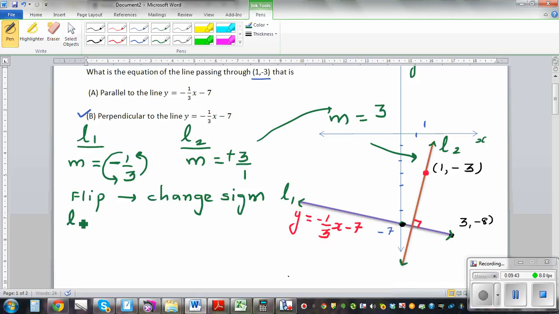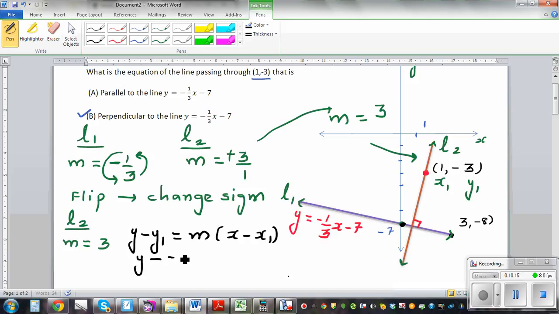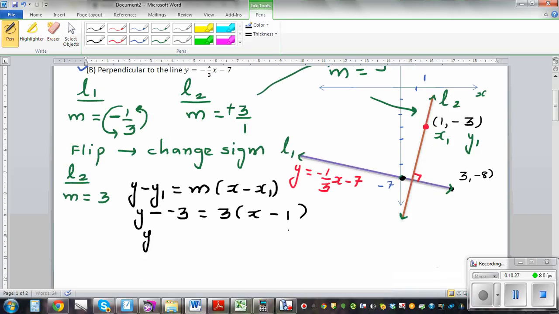So you got the gradient, so we're going to write the equation of L2. I can say m is 3, and this is your x1, and this is your y1. So the same process. Let me use a different color. y minus y1 is equal to m times x minus x1. You can pause this video and try to do this yourself. So y take away y1, where y1 is negative 3, is equal to 3 times x, take away x1, which is 1. So this is y plus 3 is equal to 3 times x is 3x, positive times negative is negative, 3 times 1 is 3.